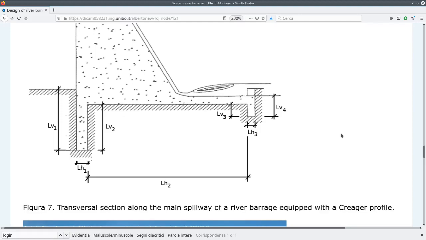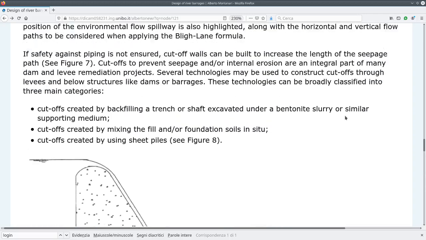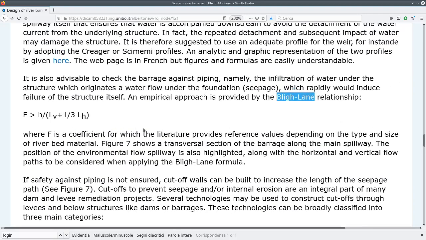So LV1 is the downward path, LV2 is the upward path, and then you have another downward path, LV3, and another upward one, LV4. So the vertical path is the sum of LV1 plus LV2 plus LV3 plus LV4, and the horizontal path is easier, it is LH1 plus LH2 plus LH3. And once you compute the horizontal and vertical path, then you can compute here the Bleak-Lane coefficient.